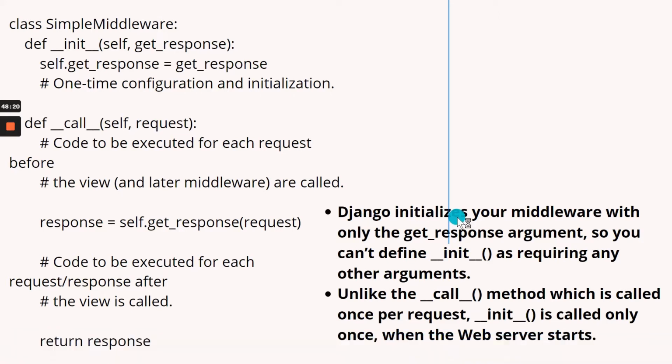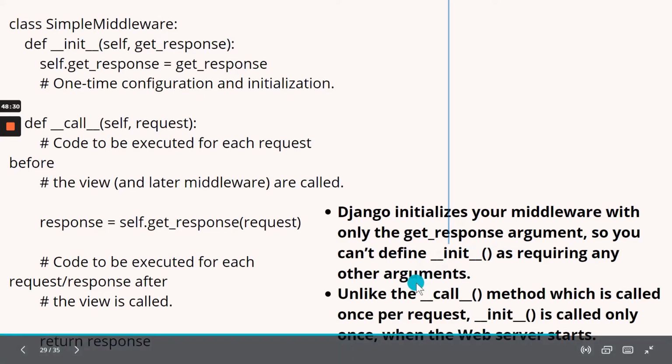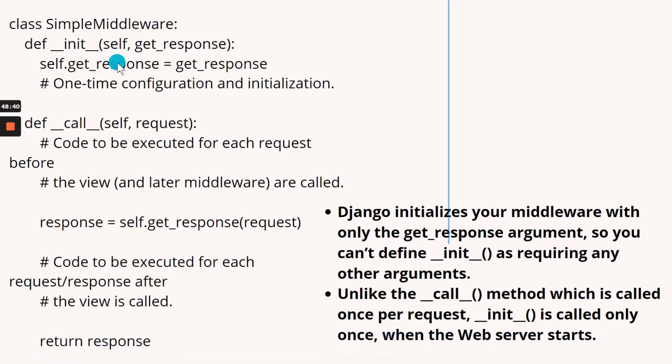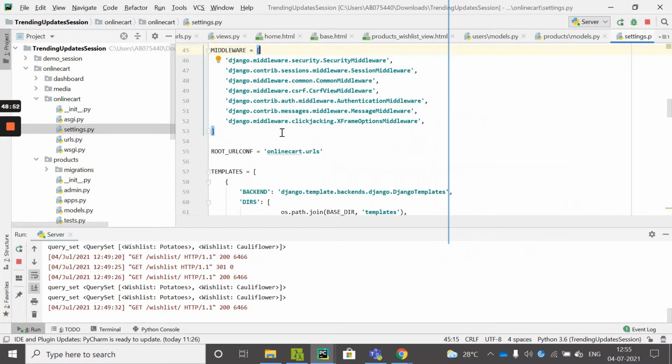See here, Django initializes your middleware with only the get response argument, as I have told you. So you can't define init as requiring any other argument. You cannot pass any other argument to this init function. Unlike call, this init is executed only when the server is started, and this call is executed every time a user makes a request. We'll see that here by doing some hands-on.